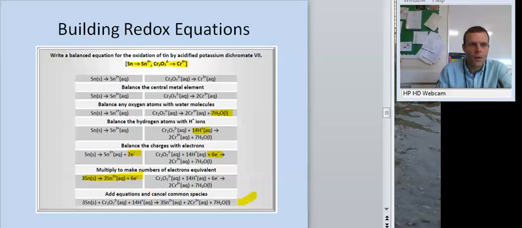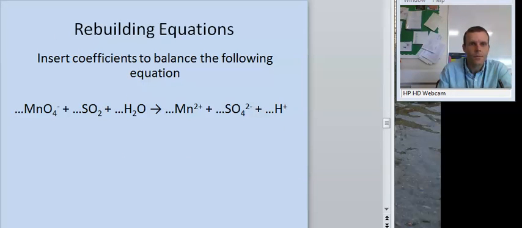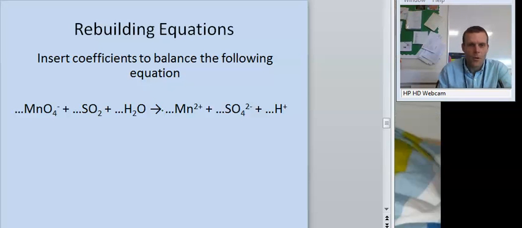So let's look at that in a worked example. A typical paper 1 question. It says insert coefficients to balance the following equation. So I'm going to break that down into two half equations. MnO4- going to Mn2+, and I've got SO2 going to SO4 2-.